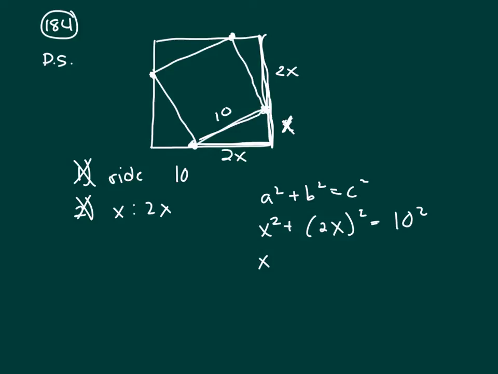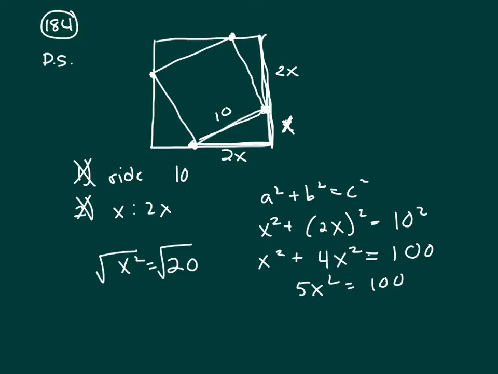I'm going to go ahead and show you, you probably already know anyway, how to solve this, just in case. So that's going to give you 5x squared equals 100. Divide both sides by 5. That gives you x squared equals 20. And then you take the square root of both sides.